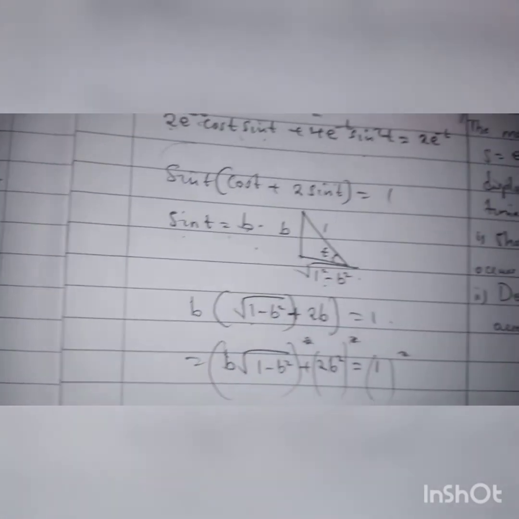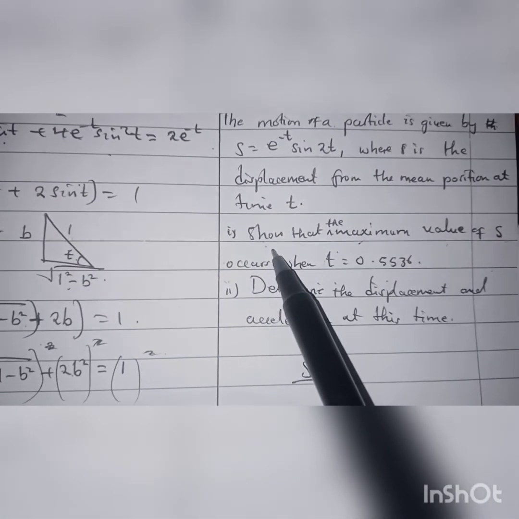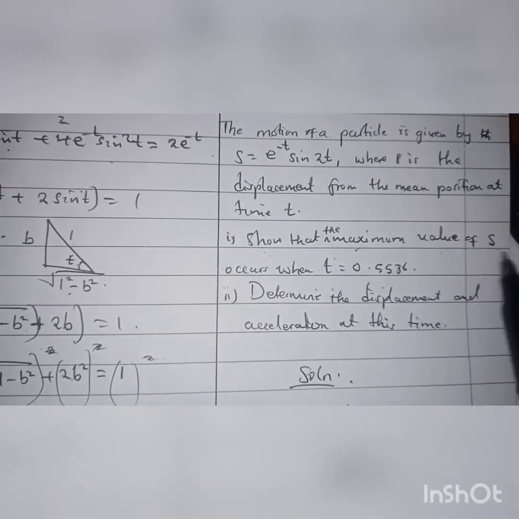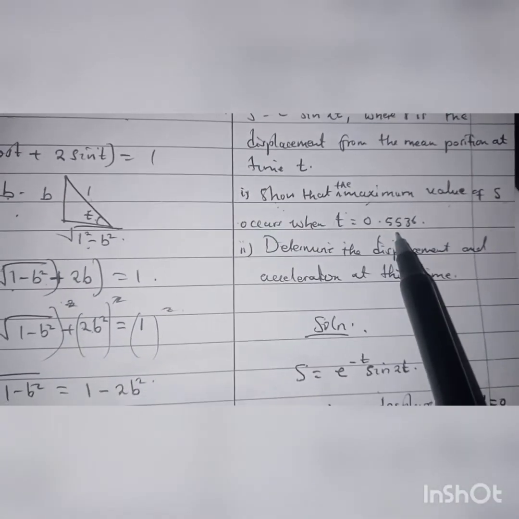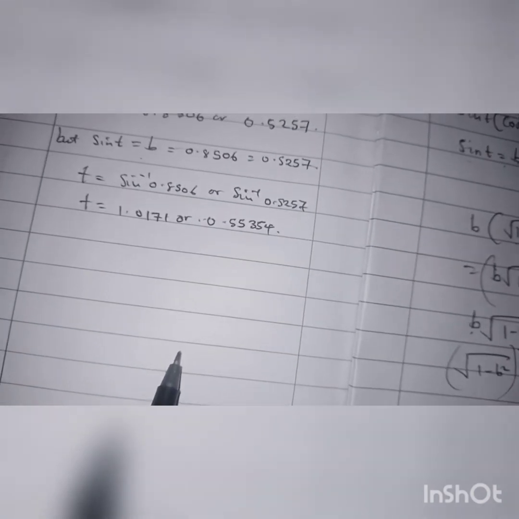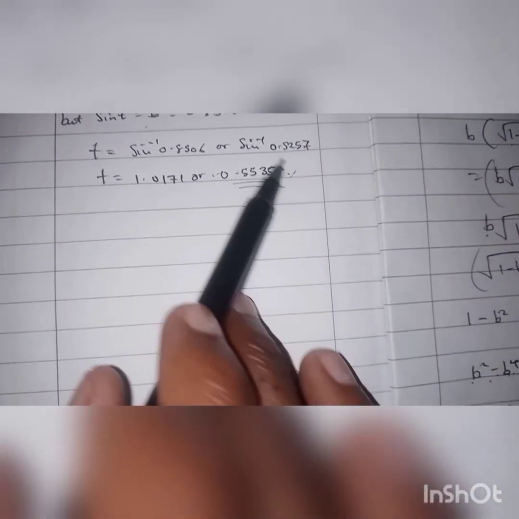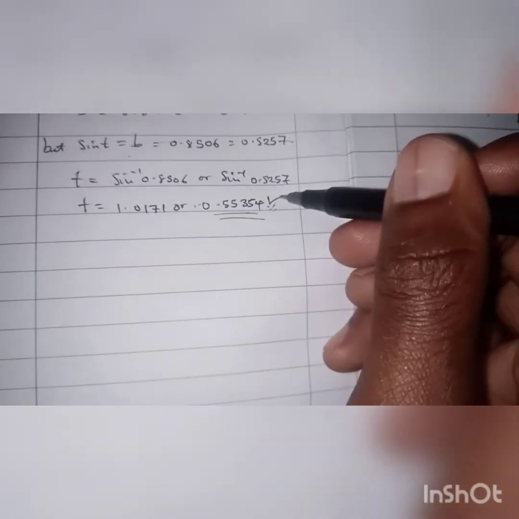Therefore, we can see our question. Our first question was asking to show that the maximum value of a occurs when t equals 0.536, which is here, 0.55354. So therefore we have shown that t occurs at either this value or this value. So we have shown it.